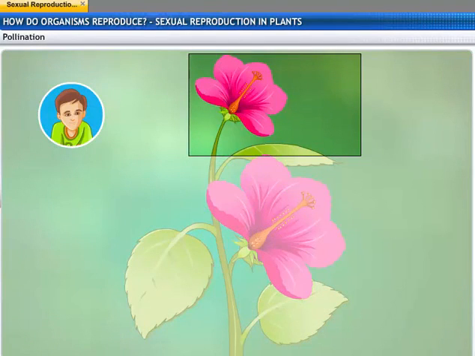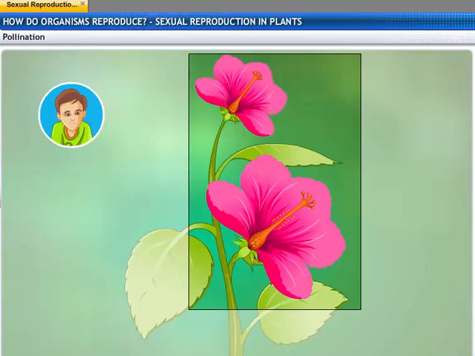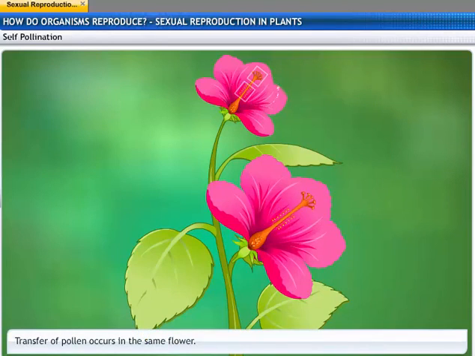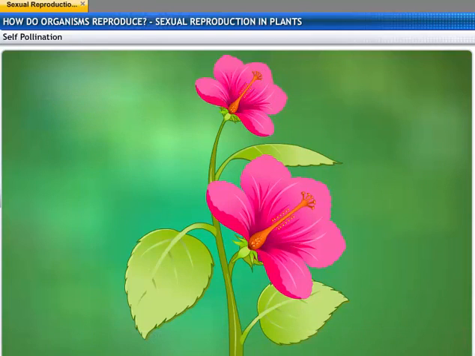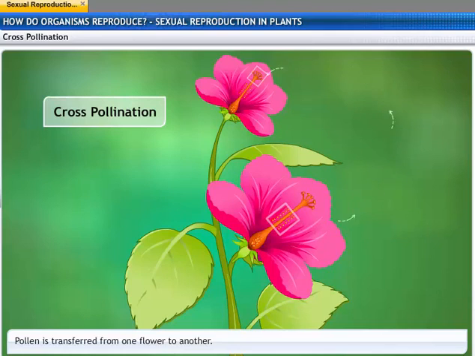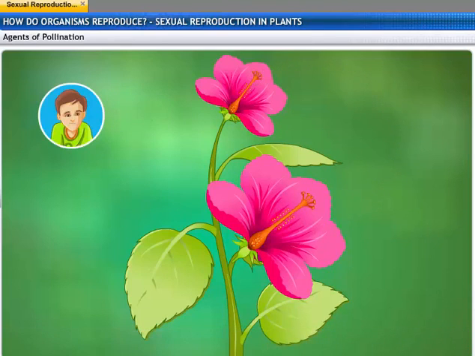Stigma of the same flower or a different flower? Well, in bisexual flowers it could happen both ways. If this transfer of pollen occurs in the same flower, it is referred to as self-pollination. On the other hand, if the pollen is transferred from one flower to another, it is known as cross-pollination. So how exactly does pollen reach the female reproductive part of another flower?